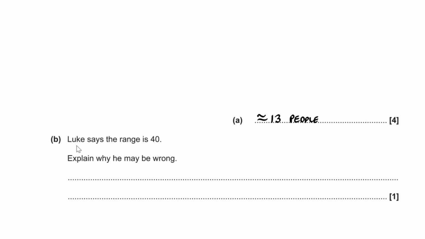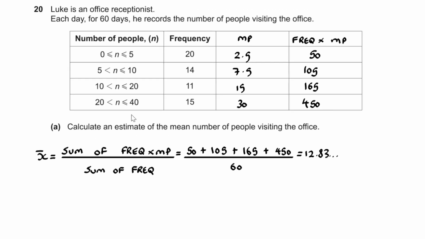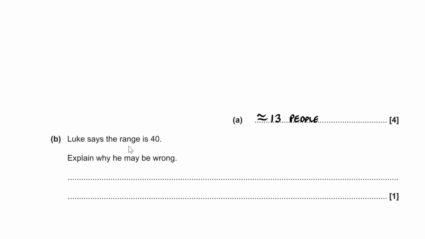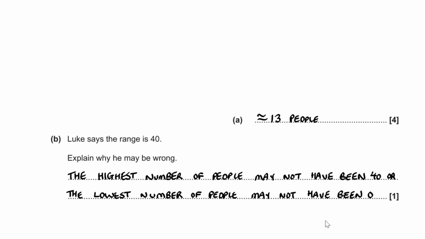And now for part B, Luke says the range is 40. Explain why he might be wrong. Well, if we go back here, what we're saying with the number of people being between 20 and 40, we can have values up to and including 40. So the highest number could be less than this, but we don't know for certain, and the lowest number could be greater than or equal to 0, we don't know. So therefore we could have a smaller range. So the highest number of people may not have been 40, or the lowest number of people may not have been 0.